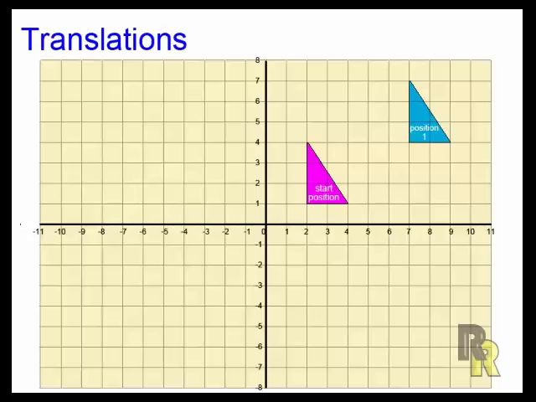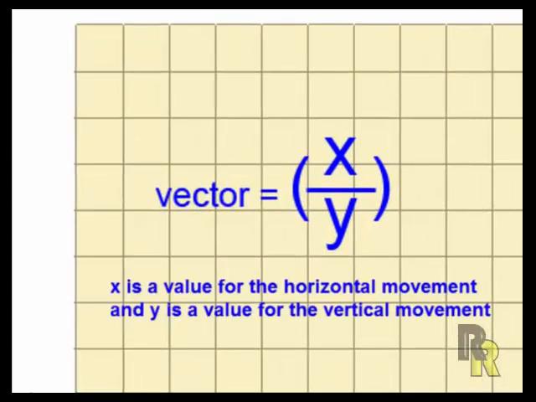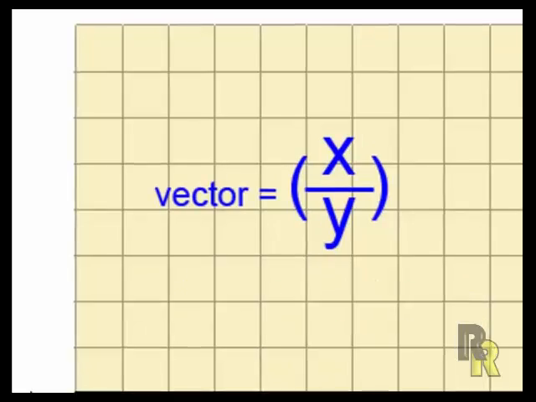A translation is where an object is moved from one position to another, and we use vectors to describe the direction and distance of this movement. Vectors are written as x over y, where x is the value of the movement in the x-axis and y is the value of the movement in the y-axis. In other words, the top number represents the horizontal movement and the bottom number represents the vertical movement.